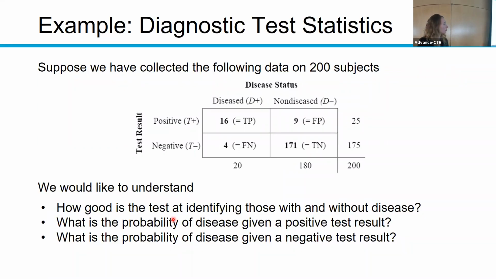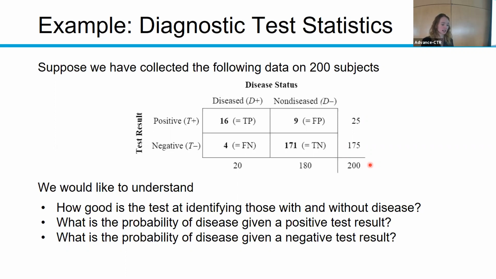Okay, so we've kind of gone over this in this last example, but I'm also going to try and introduce some new vocabulary to you as well. So diagnostic test statistics. Here, we have collected the following data on 200 subjects. In this one, I've given you the counts rather than the percentages. So to figure out the numbers that would go in these squares, you would just divide them all by 200, which is your total sample here. When you give a patient a diagnostic test, you want to understand how good it is and how well you can trust its results.